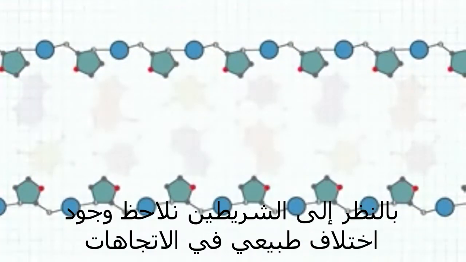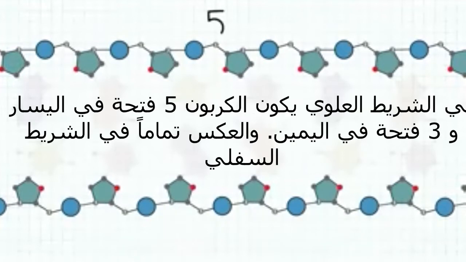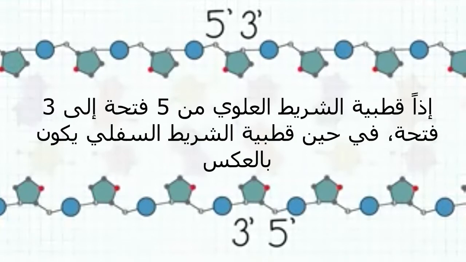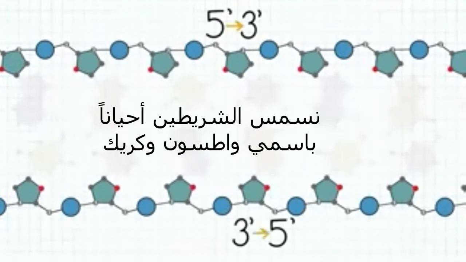Looking within the sugars, there is an intrinsic orientation difference between the two strands. On the top strand, you can see that the 5' carbon of each sugar is on the left, and the 3' carbon is on the right. The opposite is true for the bottom strand. Reading left to right, that makes the top strand orientation 5' to 3', and the bottom strand orientation 3' to 5'. These strands are also sometimes called Watson and Crick.